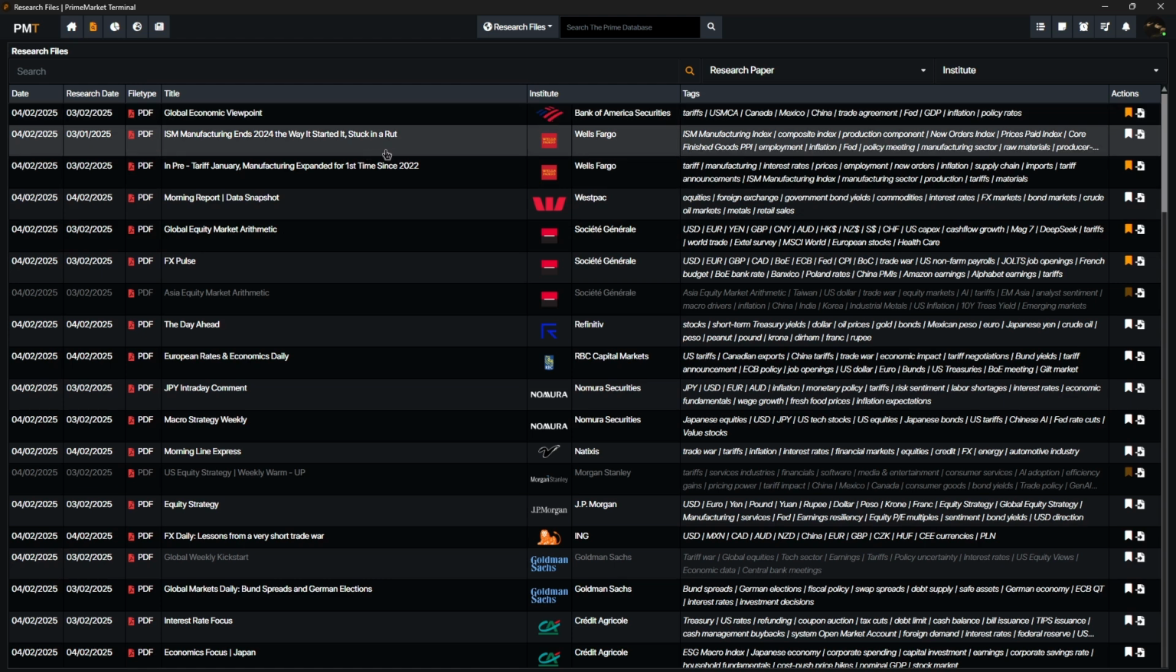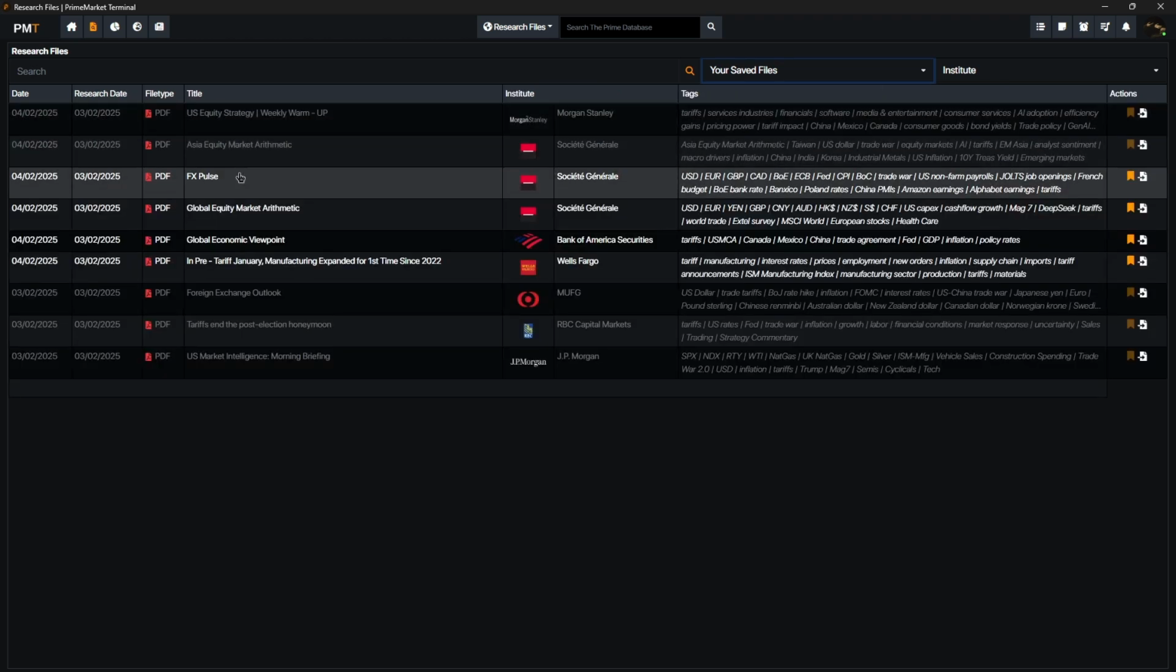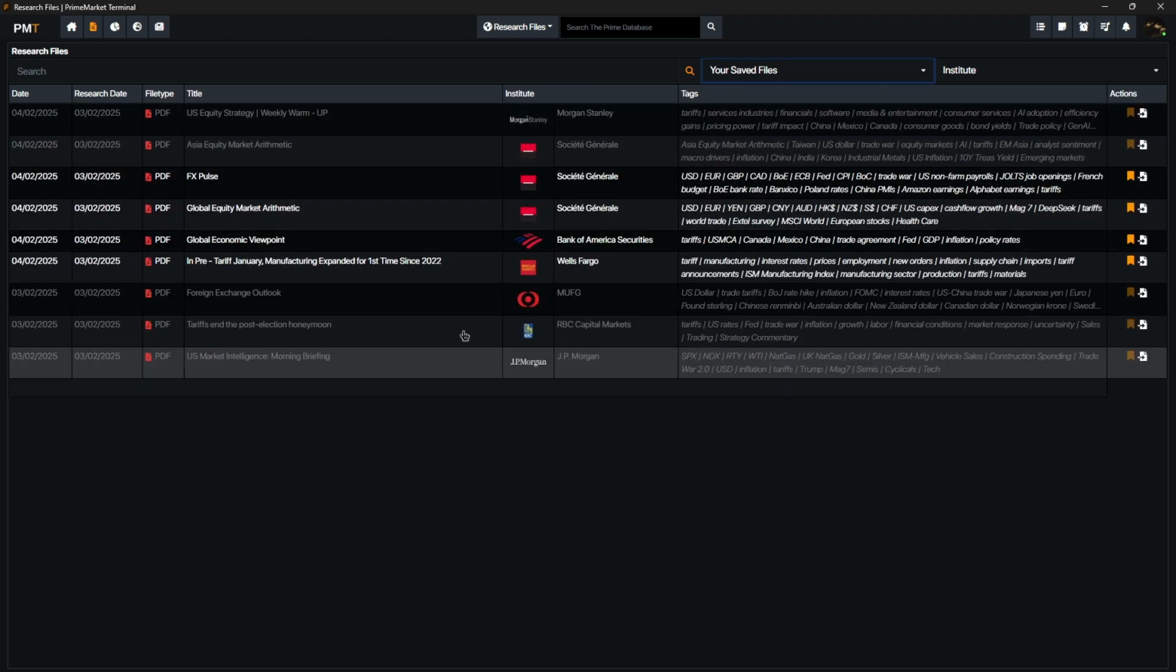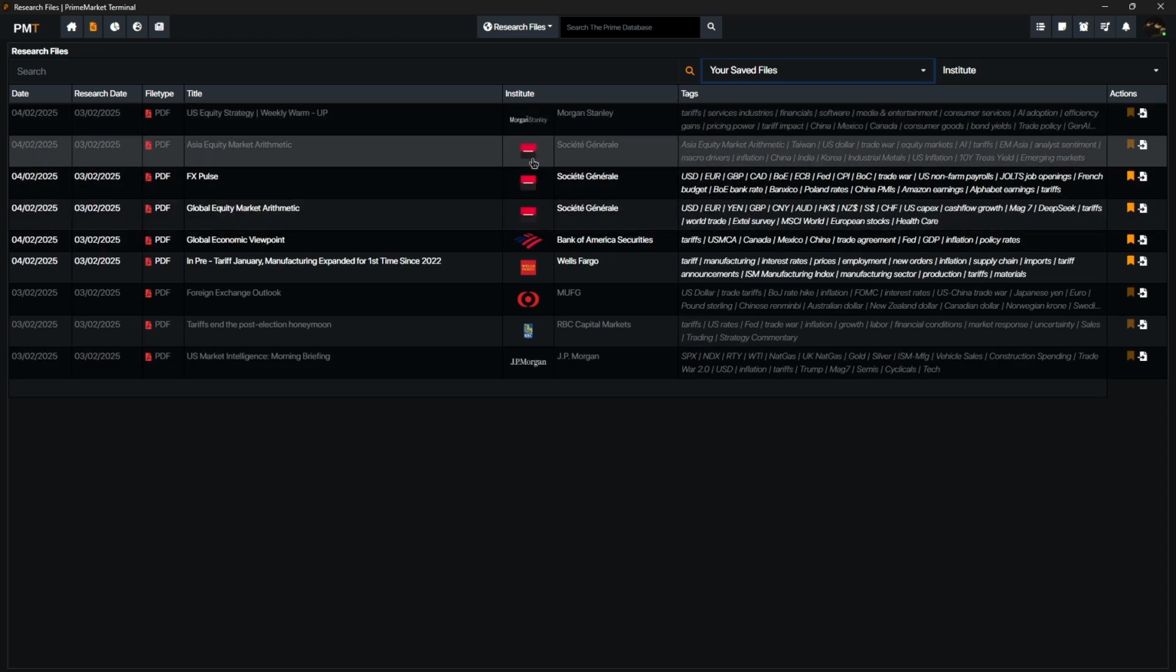So if you're looking at this and you're like, I can't bother to read this right now, you can just sift through and go to your save files. And these are what I have saved that I need to read, right? So the research page, it's just this software. If you're a retail trader, this is a must. You cannot be a trader without this.